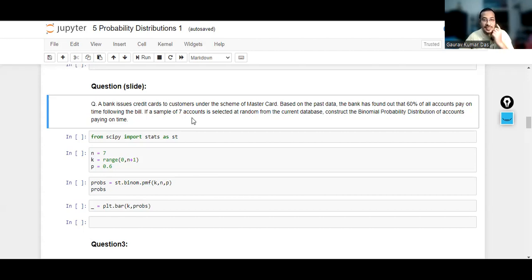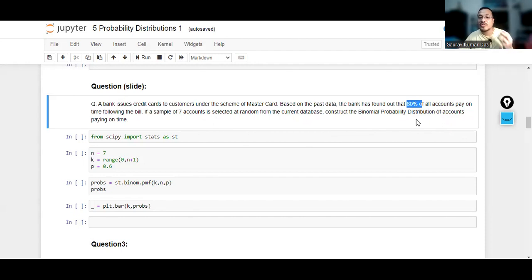If a sample of 7 accounts is selected at random from the current database, construct a binomial probability distribution of accounts paying on time. So accounts paying on time is the success event, right? So success criteria. So here my P will be actually 60%.